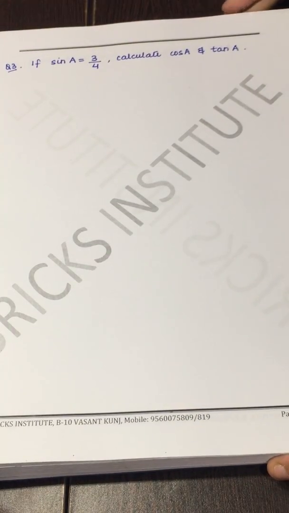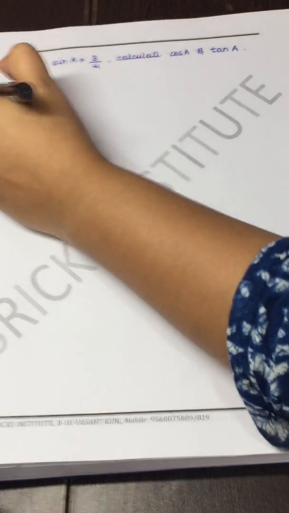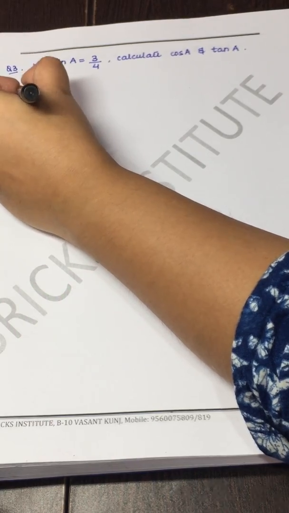Let's do question number 3 now. In question number 3 it says, if sin A is equal to 3 upon 4, calculate cos A and tan A. This is a simple question. These types of questions usually come as a 1 marker or a 2 marker in board examinations. So let's calculate this solution.